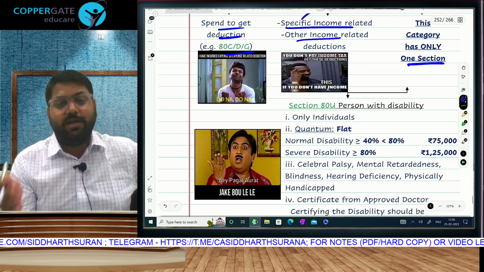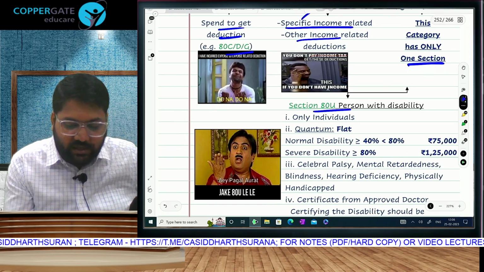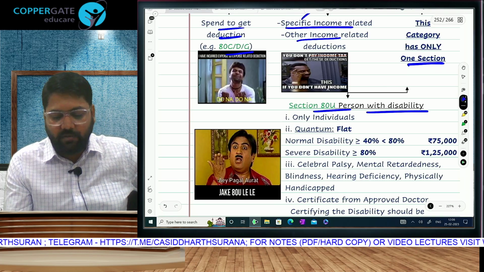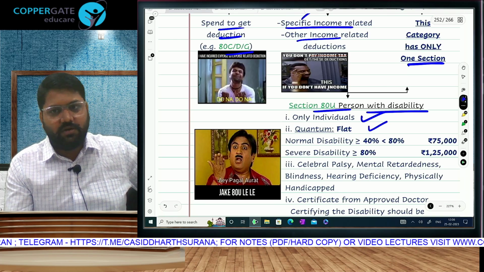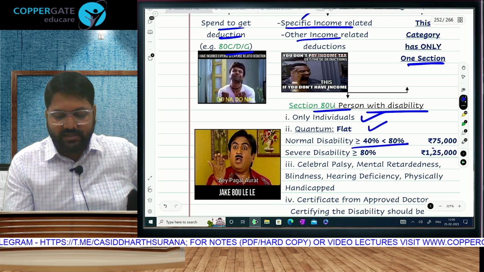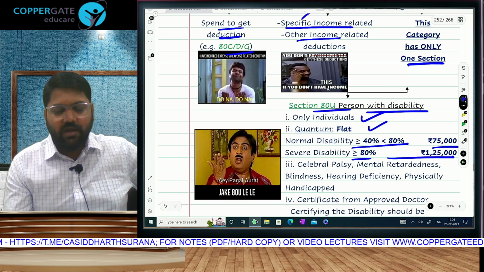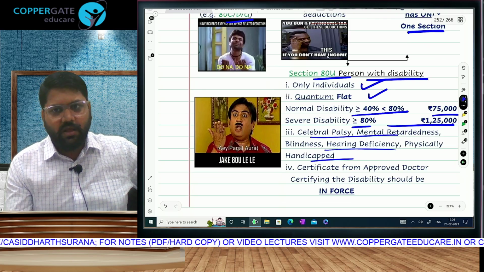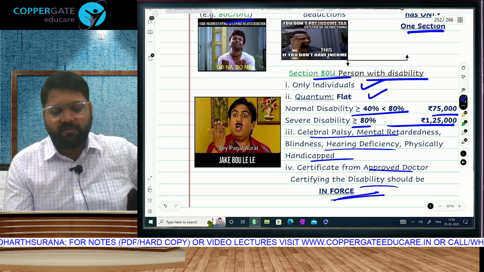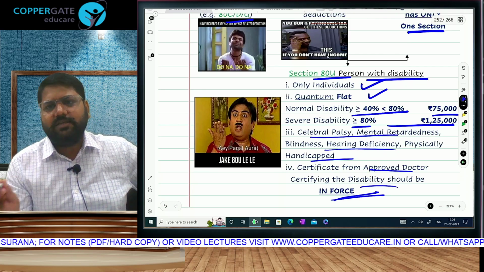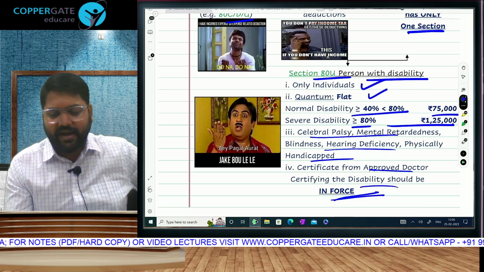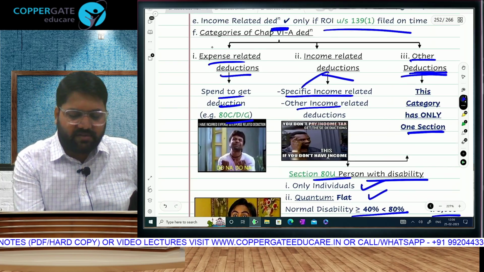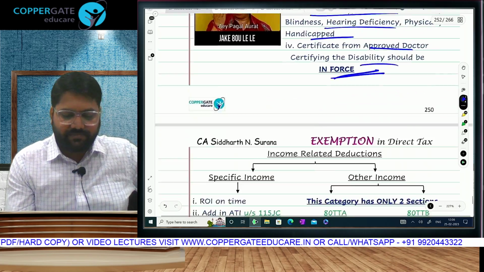We finish it. Section 80U, any person suffering from disability. So this is only for an individual. Quantum will be flat. For normal disability 75,000, severe disability 1,25,000. These are the various disabilities that are possible, physical or mental, but there has to be a certificate from an approved doctor in force. So you will be eligible for the 75 or 125 category. The other deductions category is over. We just have to learn this and the 2 categories out here.